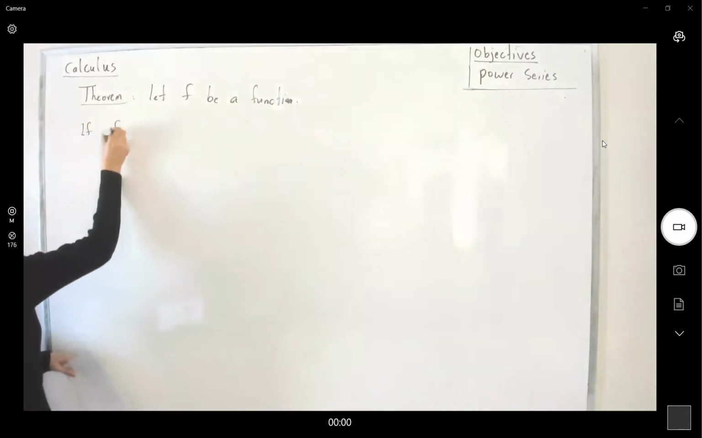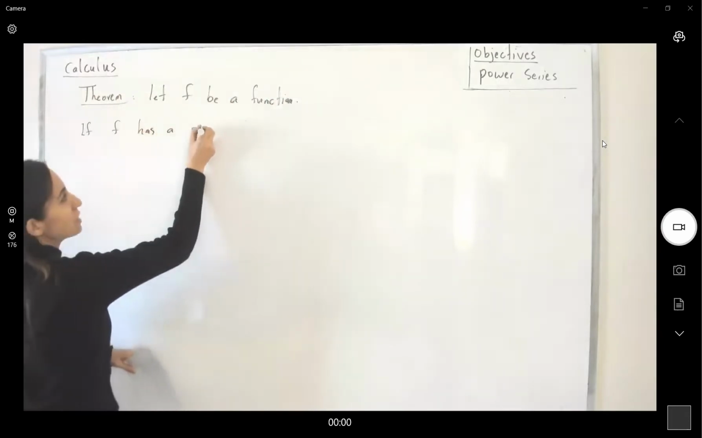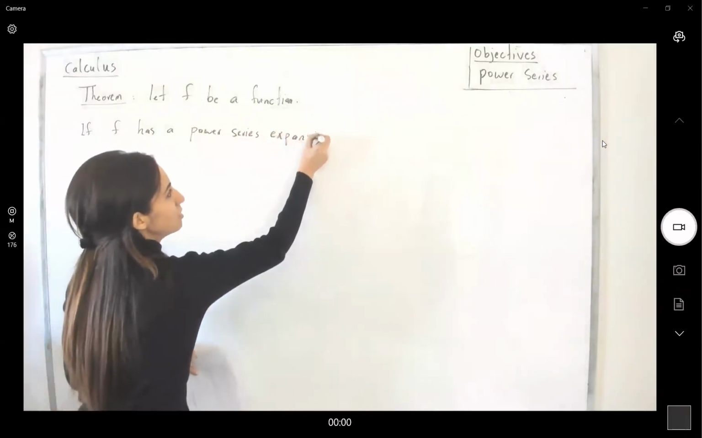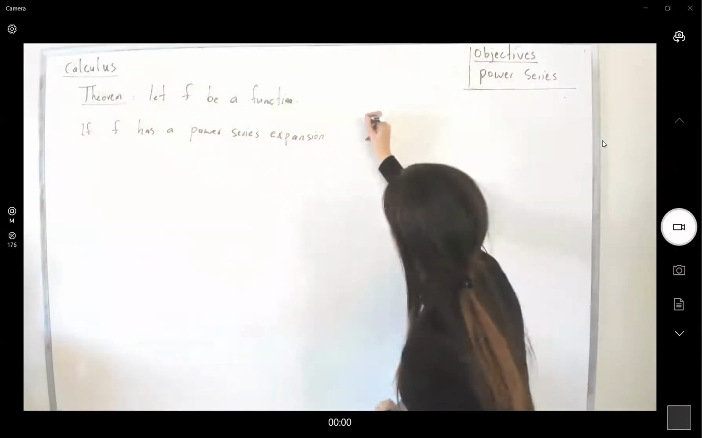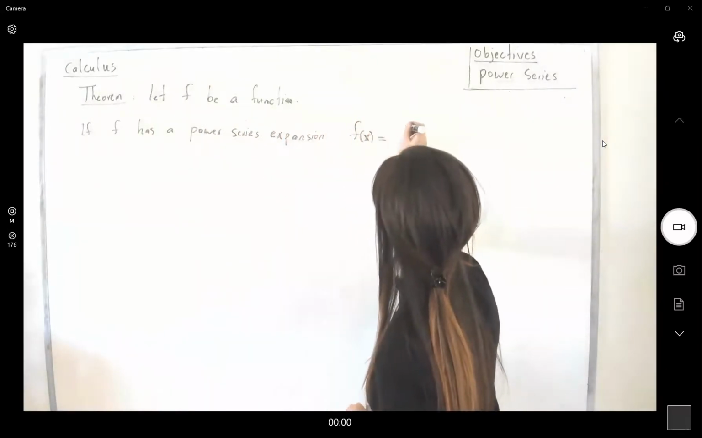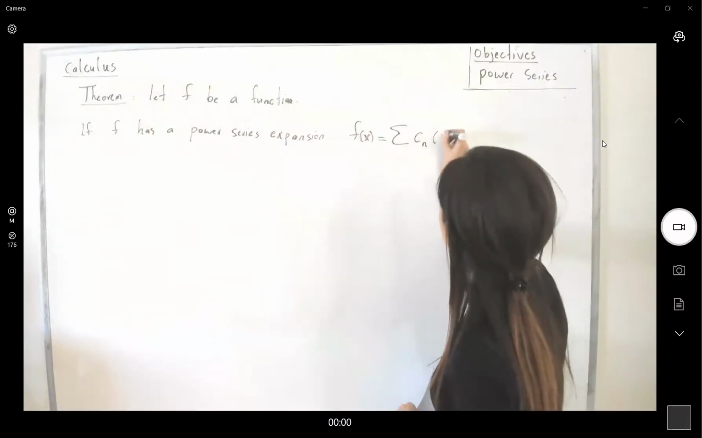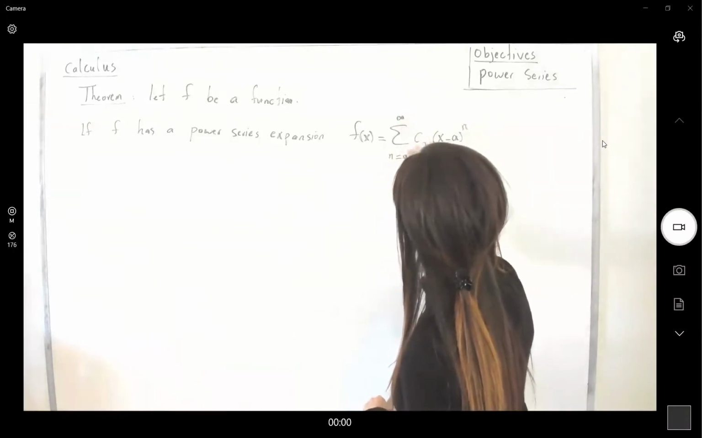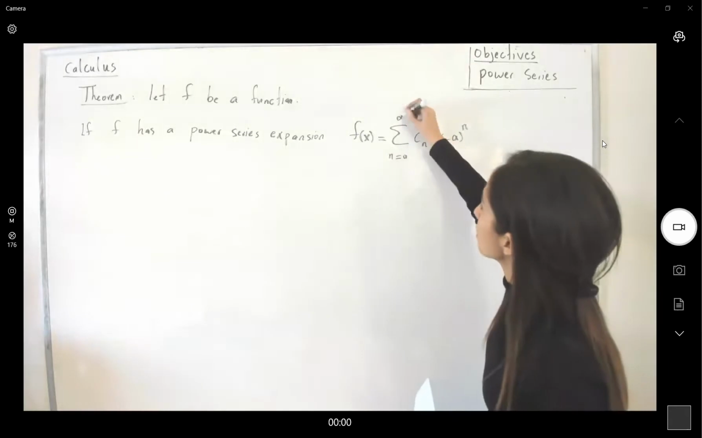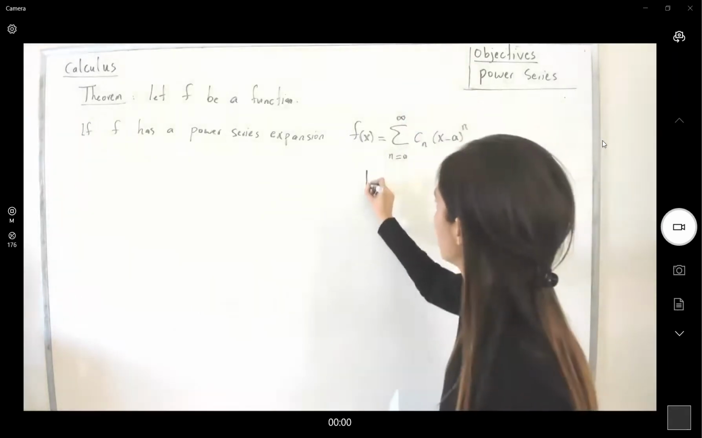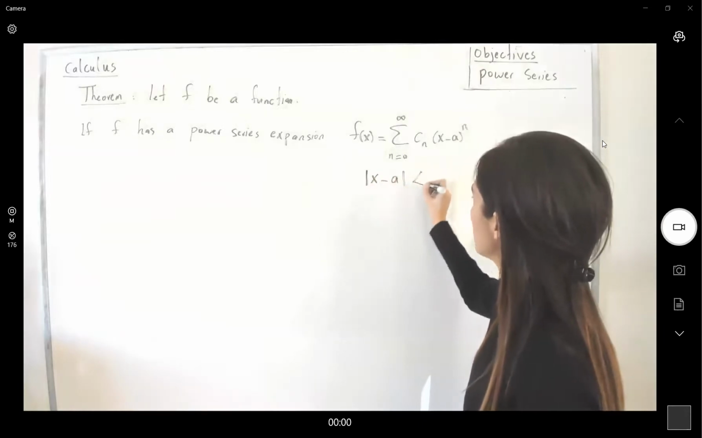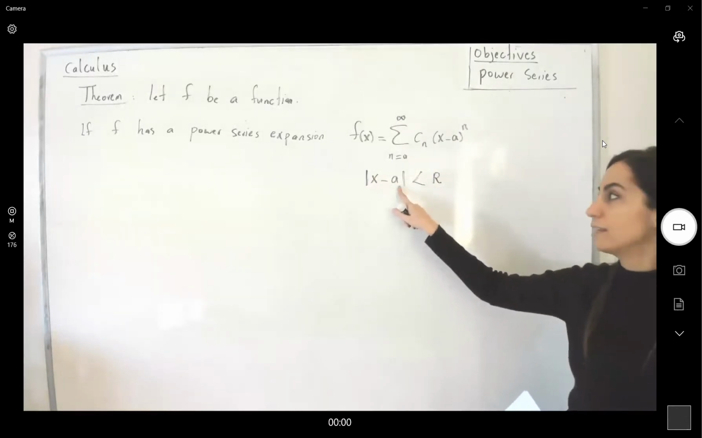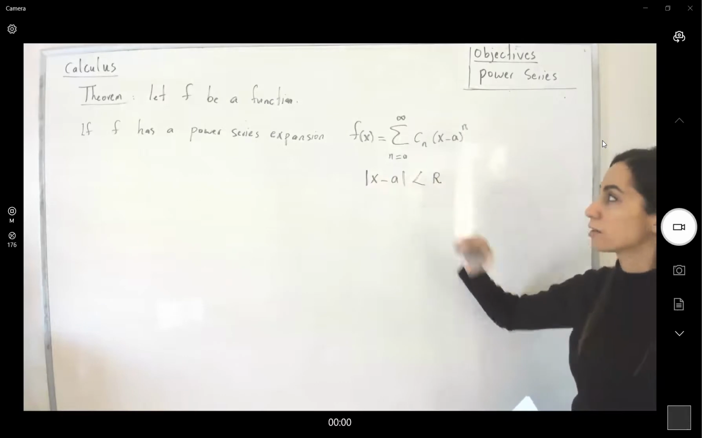If f has a power series expansion of this form, f of x can be written as the sum of C sub n times (x minus a) to the power n, and starts from 0, goes to infinity. And note that your power series must be convergent over an interval. The absolute value of x minus a must be less than R. So the distance between x and a is less than a positive number like R.